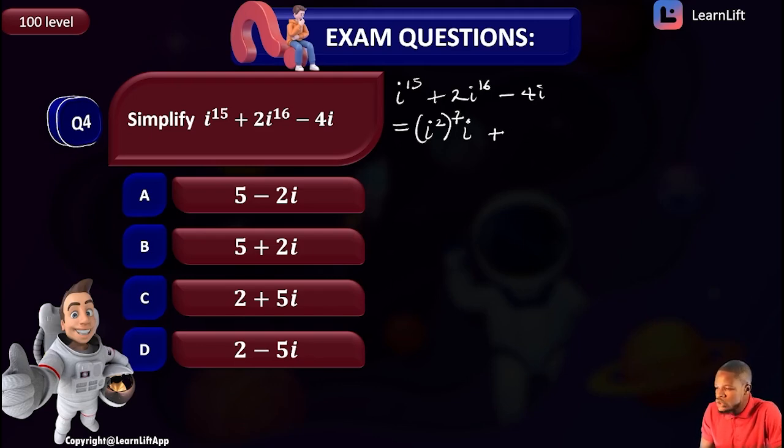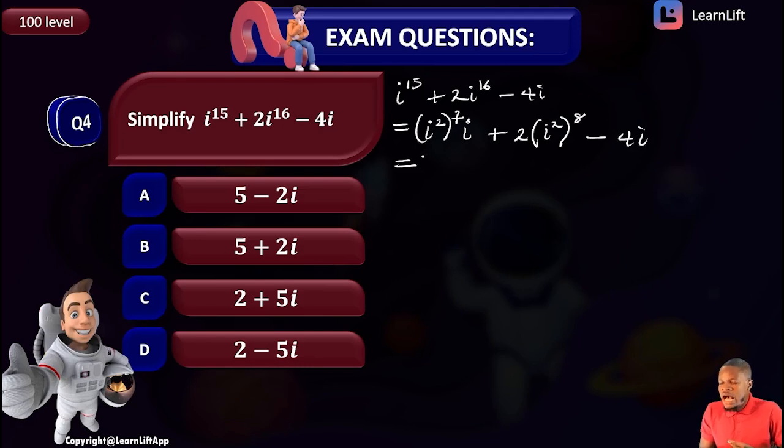Plus what? Your 2 into your i square. Everything must be broken down to i square. Is a must. Now what is your 16 divided by 2 is going to give us our 8, right? Oh yes, minus your 4i. Now what is this going to give us?